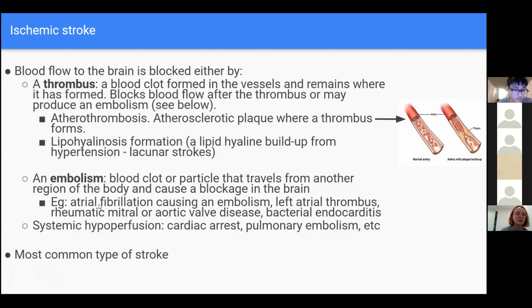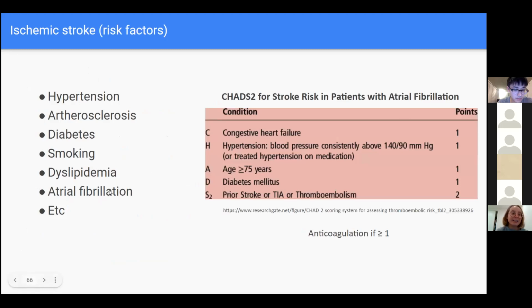And finally, the last thing that can create a blockage in the brain blood flow is something we don't really see a lot. It's systemic hypoperfusion. So if, for example, you are in cardiac arrest, for sure you're not pumping a lot of blood. So the entire body has hypoperfusion, and that includes the brain. And so you'll have symptoms of ischemic stroke in that case, but that's really rare and not really high yield for your exam. And as we know, ischemic stroke is the most common type of stroke, so it's really important to understand it.